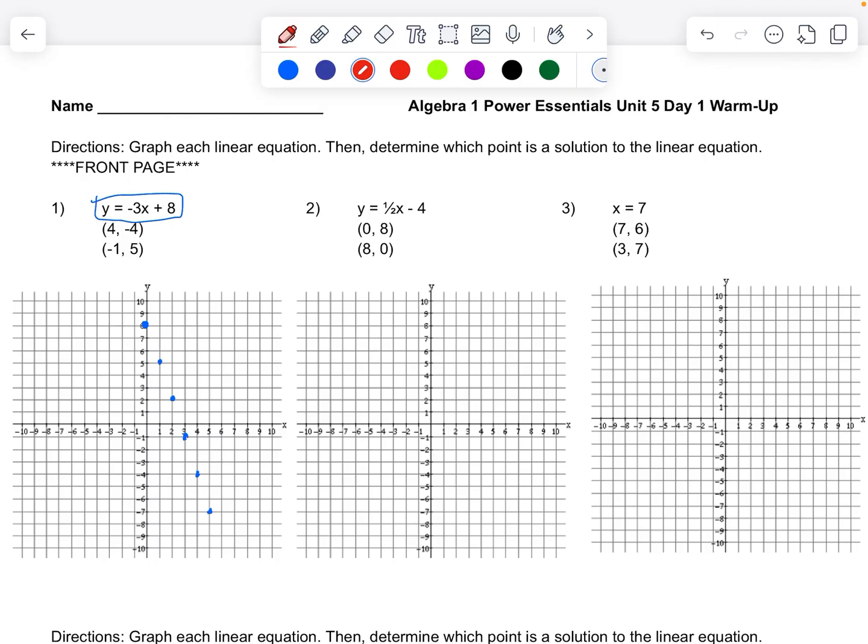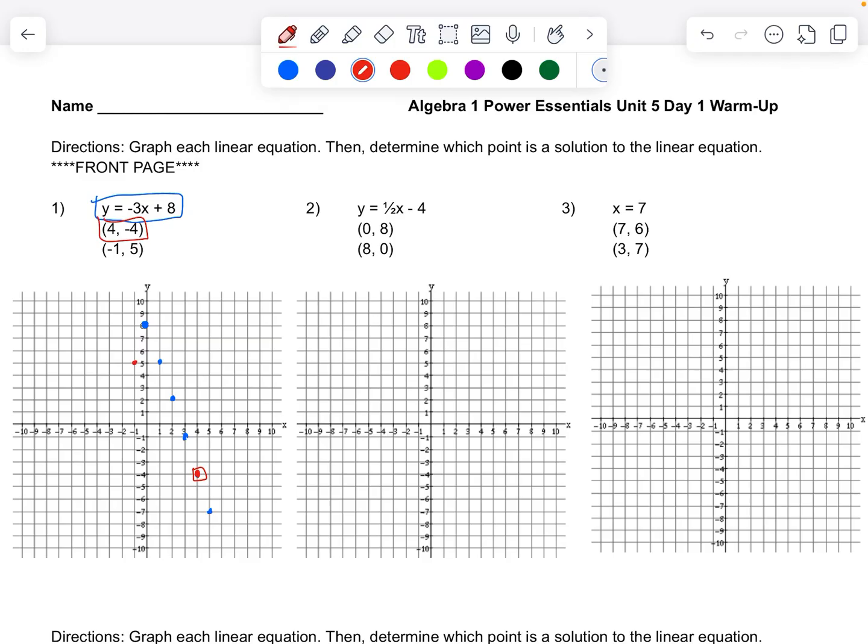Now I'm going to graph my two ordered pairs and find out which one of those ordered pairs, or both or neither, fall on the line that we just plotted, those blue dots. I'm going to plot these points as red dots. I'm going to go 4, negative 4: right 4, down 4. That was an overlapping point, so 4, negative 4 is a solution. The point 4, negative 4 falls on that line. Now I'm going to graph negative 1, 5, so I go left 1, up 5. That point does not fall on the line, so that is not a solution. We're just looking for which of those points fall on the line. That determines if it is a solution to the linear equation or not.